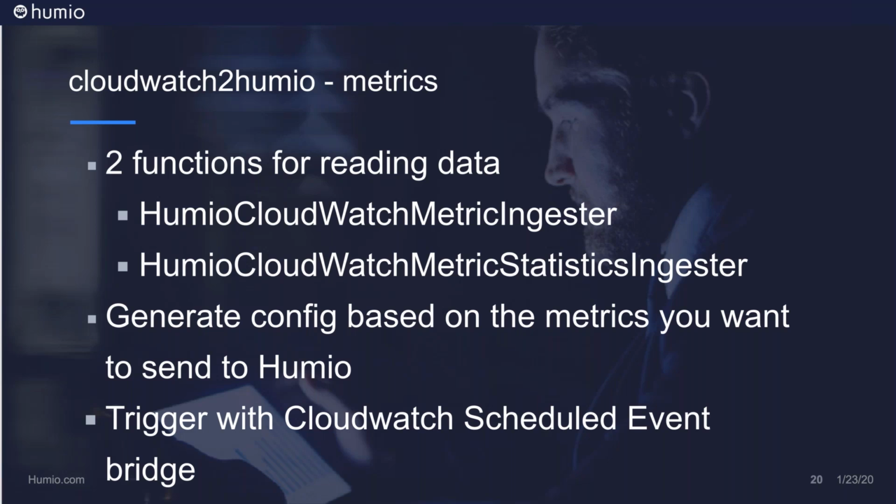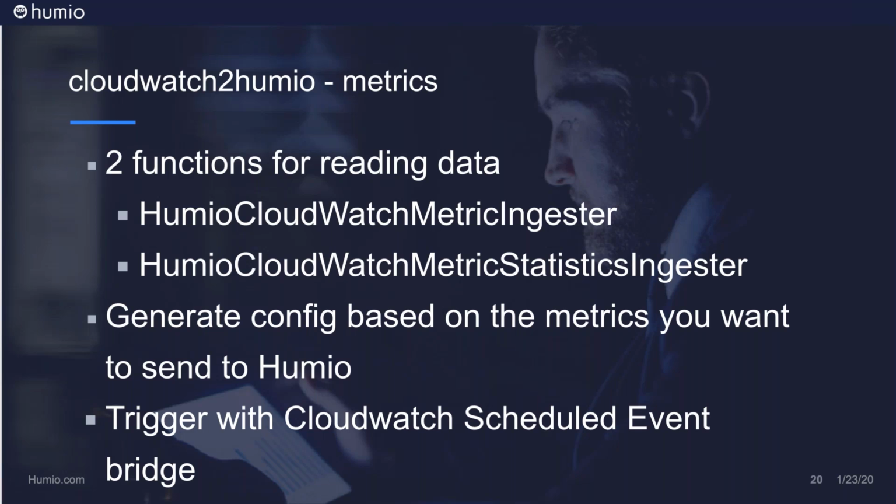CloudWatch to Humio for metrics: there are two metrics ingesters for reading data, the CloudWatch metric ingester and the metric statistics ingester. The difference between these two is that they are two different API calls available for getting metric data. The CloudWatch metric ingester can ingest a ton of events, can ask about a ton of events. So that's generally one that you're going to be running maybe every minute. The metric statistics ingester takes one event and gets you all of the data across a certain time set. So depending on how you want to query your data, you may use one versus the other.